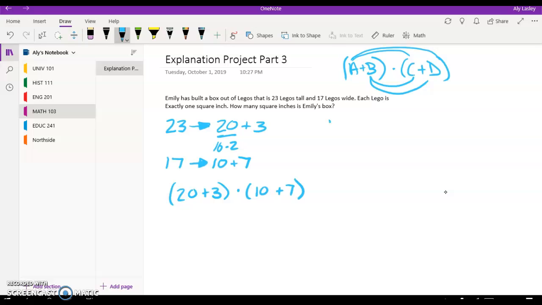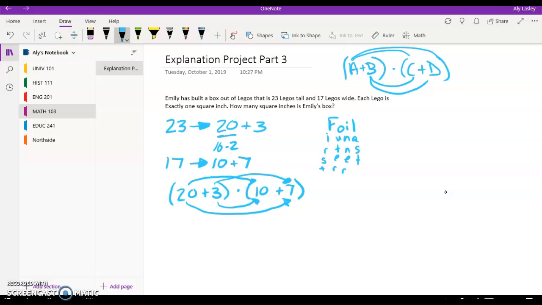And we're going to use the FOIL rule. What FOIL stands for is first, outer, inner, and last. And what that means is we're going to take our first number times our first number, and then we're going to take our two outer numbers times each other, and then our inner numbers times each other, and our last numbers times each other.